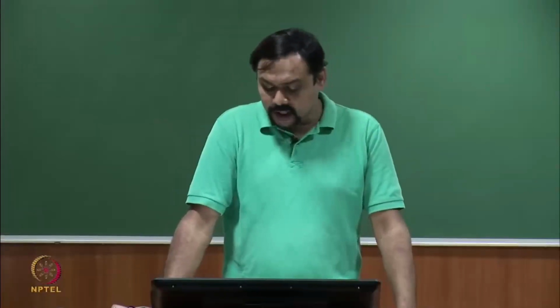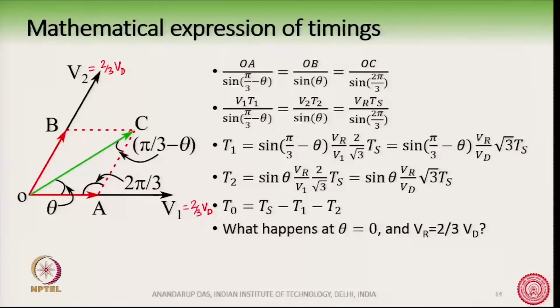Now, what happens at theta equal to 0? So, once we have seen this formula, then we can find out some interesting cases. For example, what happens at theta equal to 0? If we put theta equal to 0, then we see that T2 does not appear. So, what happens at theta equal to 0 is that this vector OC now lies along V1 vector, right.